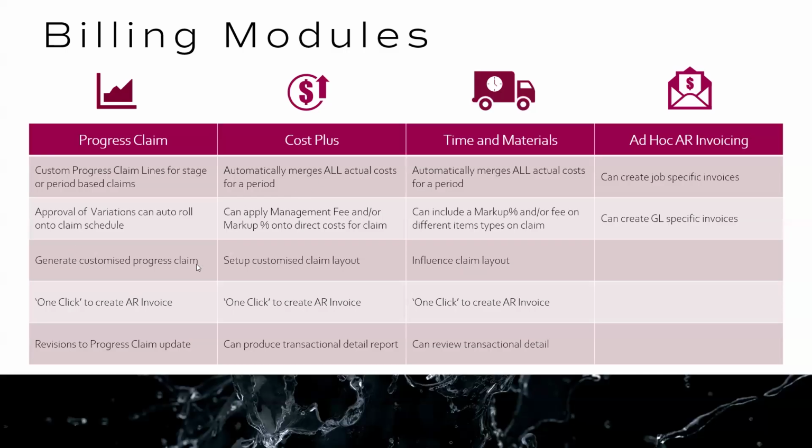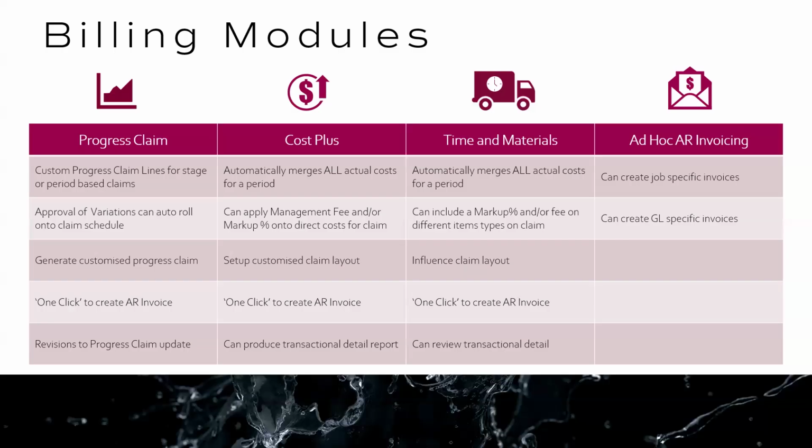Generate a custom progress claim. We've already touched base on that when we talked about the item up here. So you can generate, per job, a specific custom claim or progress claim that works for that job and for that client. Once the progress claim has been done and assessed, the general process is that you just click Create AR Invoice from the progress claim screen. That will then open the new AR invoice screen and create an invoice that you can then subsequently send out to the client when you're required to do that.